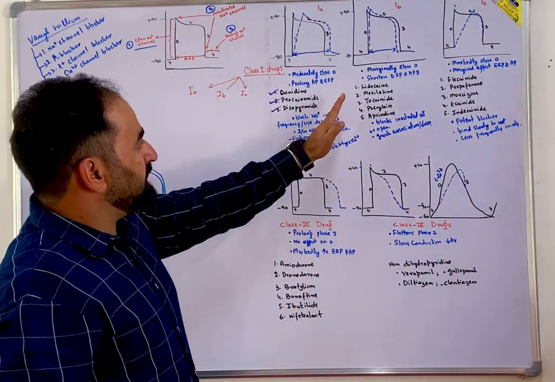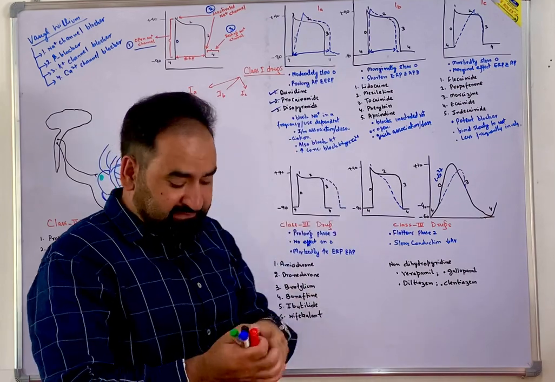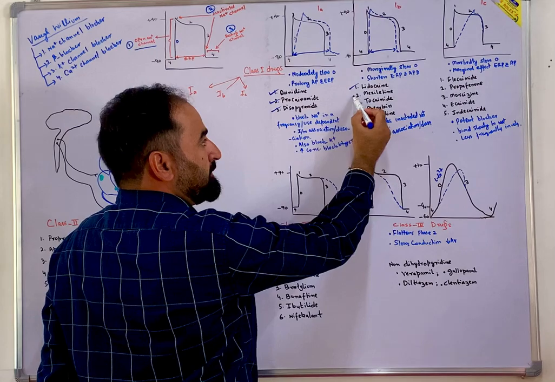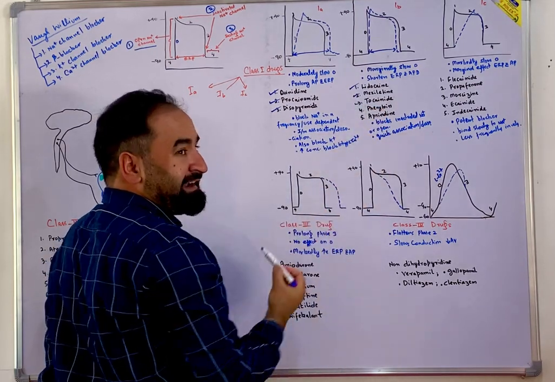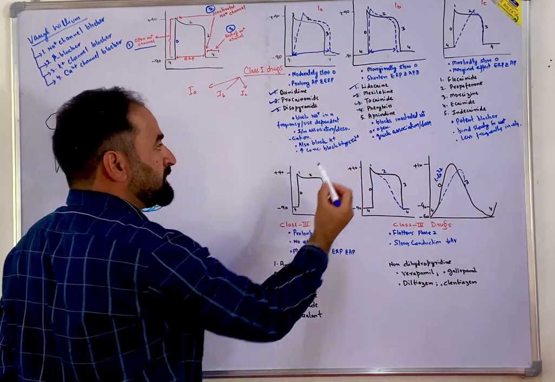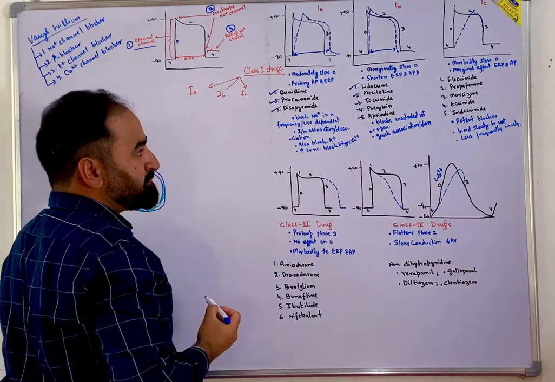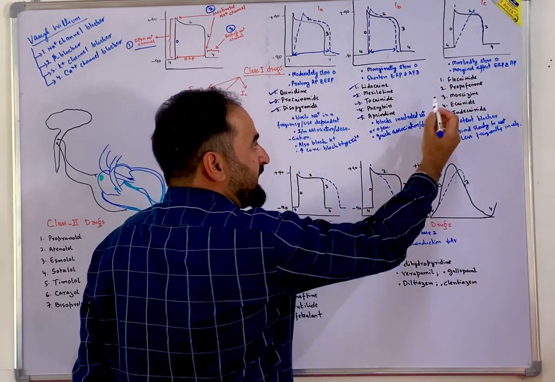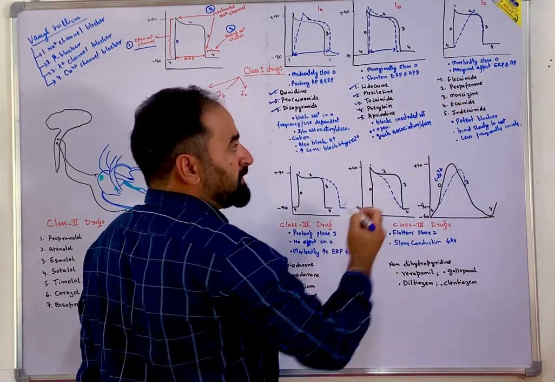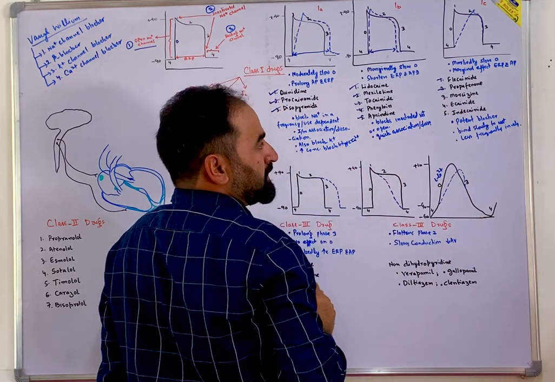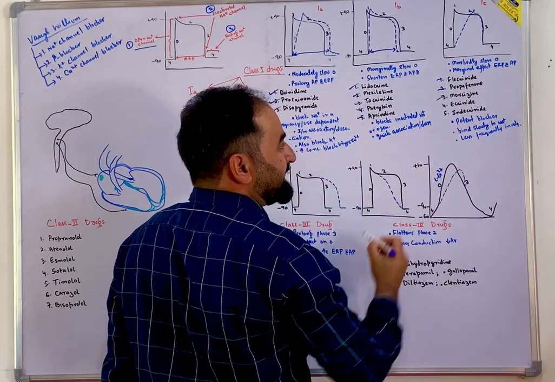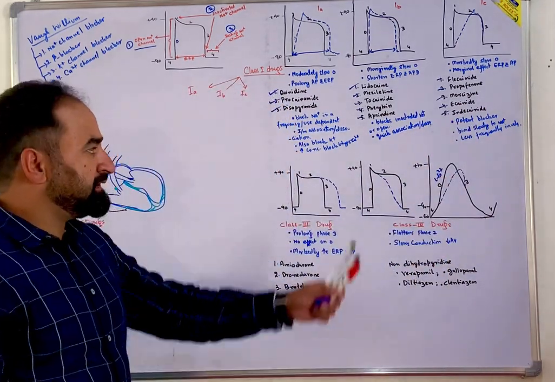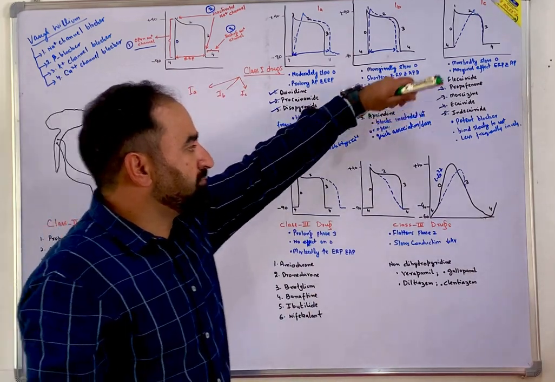So the class 1B examples are lidocaine, mexiletine, tocainide, phenytoin, and eprinidine. Whereas the examples of these 1C drugs are flecainide, propafenone, moricizine, encainide, and indecainide. Okay, these are examples of this.